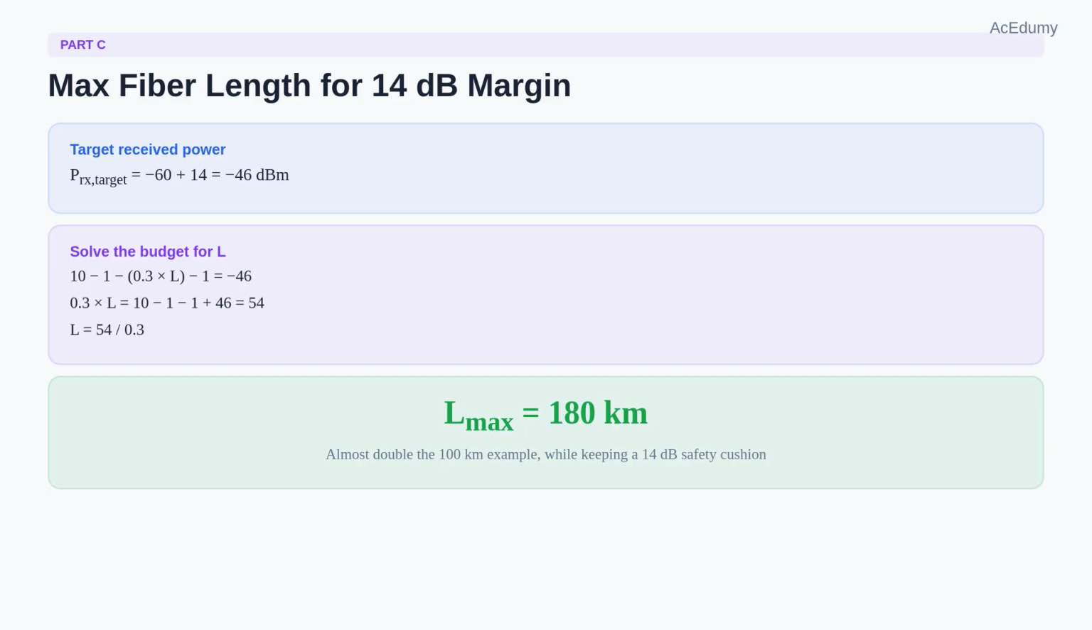Rearrange. 0.3 times length equals 10 minus 1 minus 1 minus -46, which is 54. Length equals 54 divided by 0.3, which equals 180 kilometers. So this system can support up to 180 kilometers of fiber while still having the 14 dB safety cushion. Almost double the original 100 kilometers.